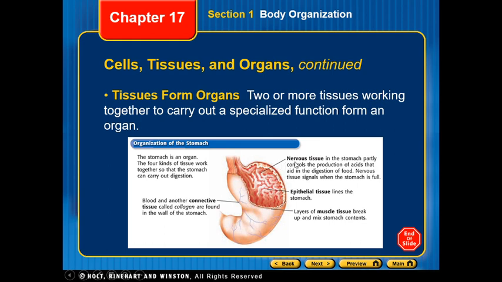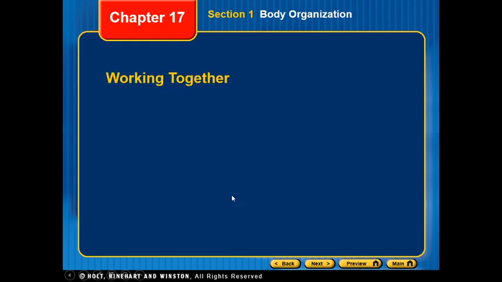Then, of course, your stomach has nervous tissue. It partly controls the production of acids that aid in the digestion of food. So nervous tissue signals when the stomach is full. Then the epithelial tissue lines the stomach, and the layers of muscle tissue break up and mix the stomach contents. So the four different kinds of tissue that work together form the stomach, which is one example of an organ.